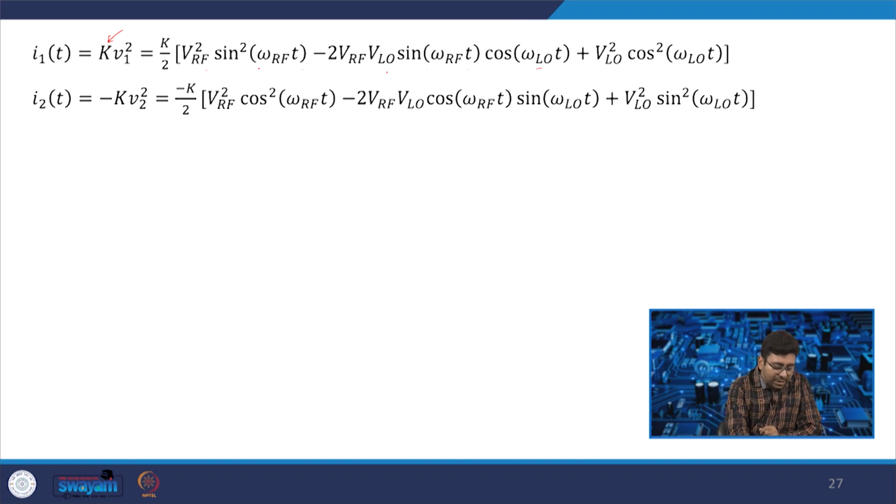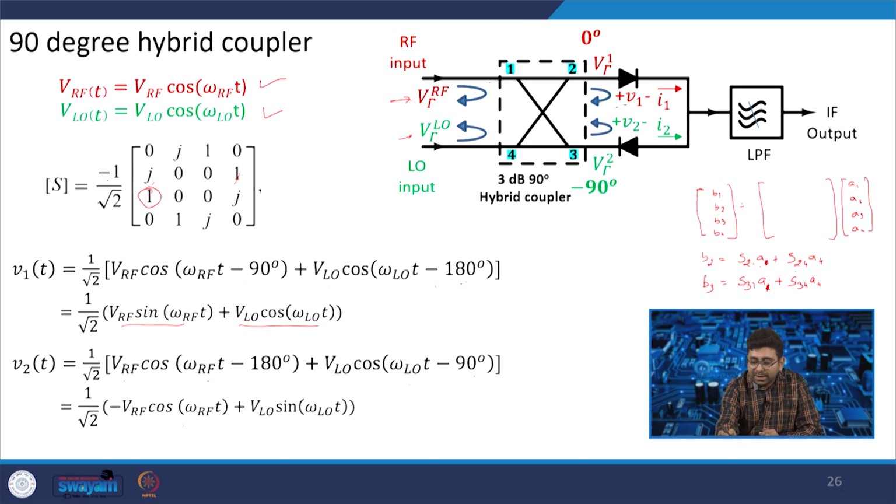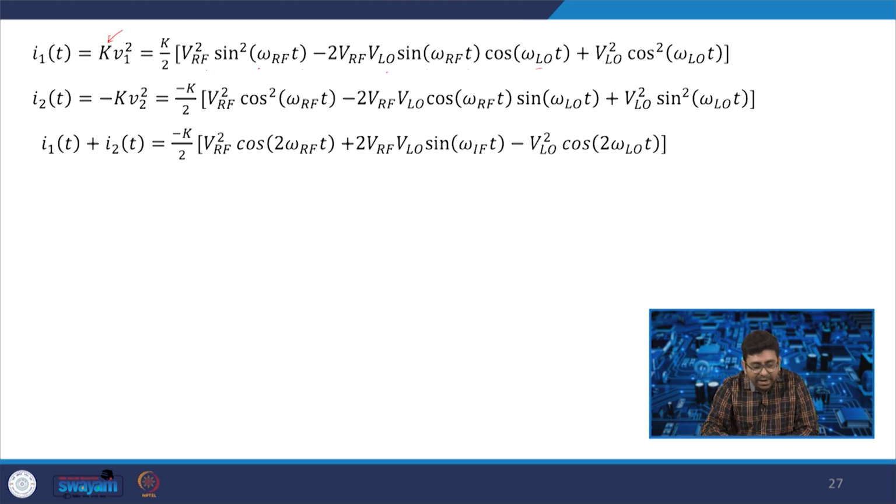There are two ways. In many books you might find that the current direction is shown differently, but if you show the same current direction, you should put a negative sign, because we are going to add this current. So when you add I1 plus I2, what will happen is that there are many terms that will be cancelled out, and this sin square and cos square.